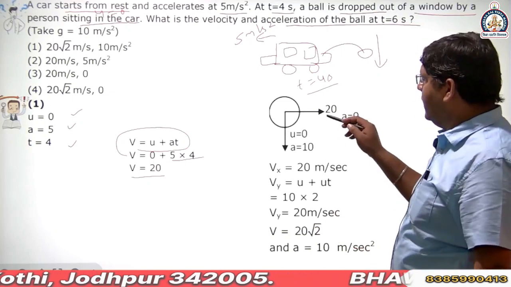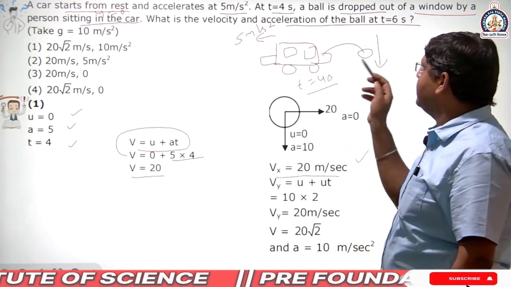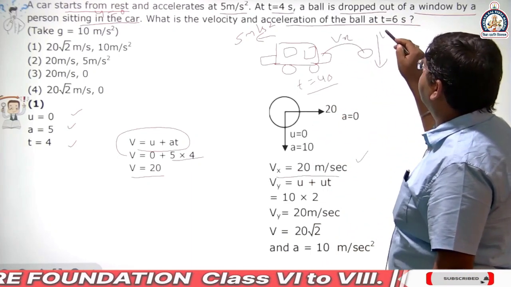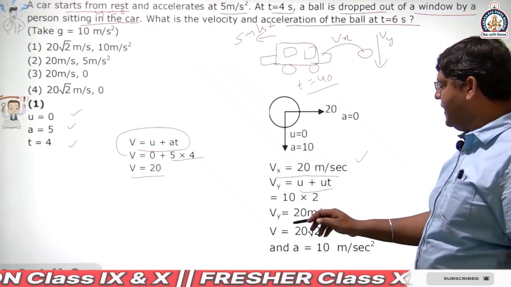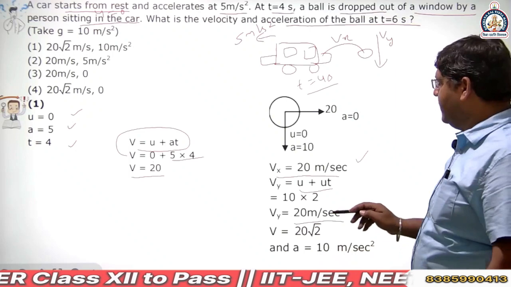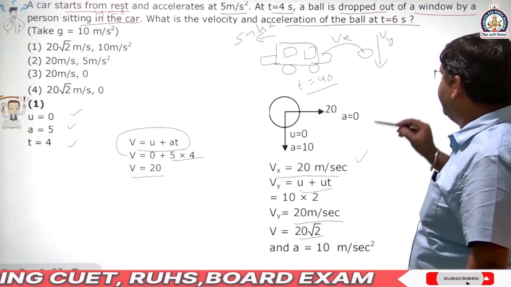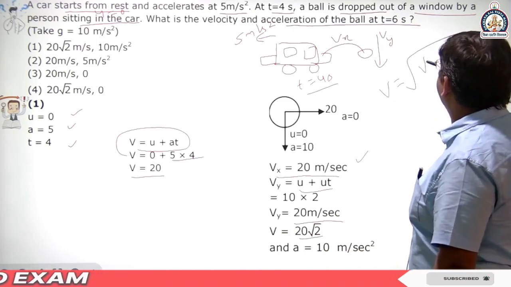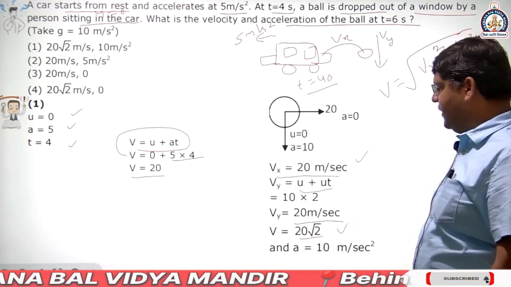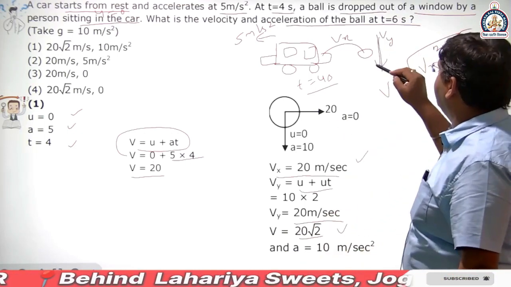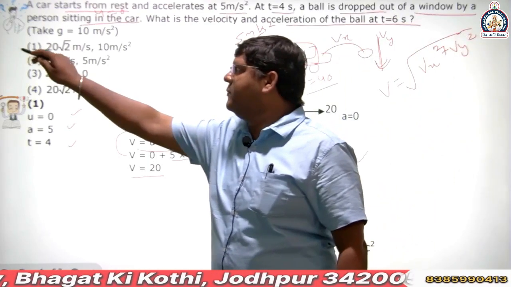ball. Now according to the question, Vx is 20 meters per second. This is the required x velocity. The ball will have x and also y. So Vy is equal to u plus at. Solving this, we get 20 meters per second, and the net velocity v will be the resultant of Vx and Vy. We get v is equal to under root Vx square plus Vy square. So v comes out to be 20 root 2, and the acceleration will be due to gravity, that is equal to 10 meters per second square. So the required answer is option number 1.